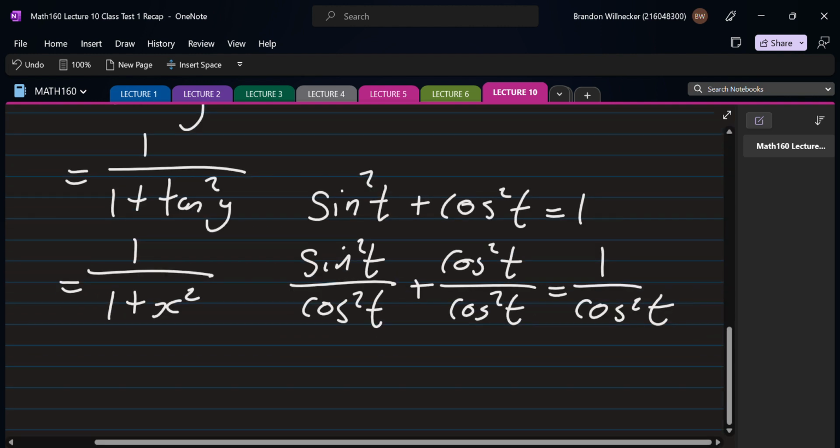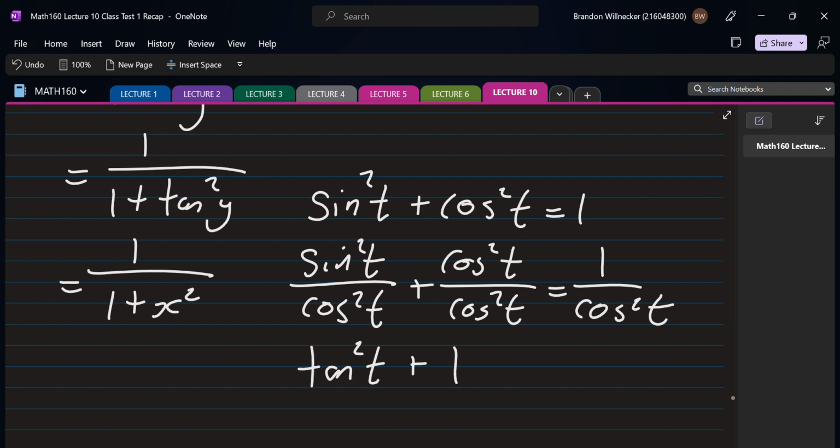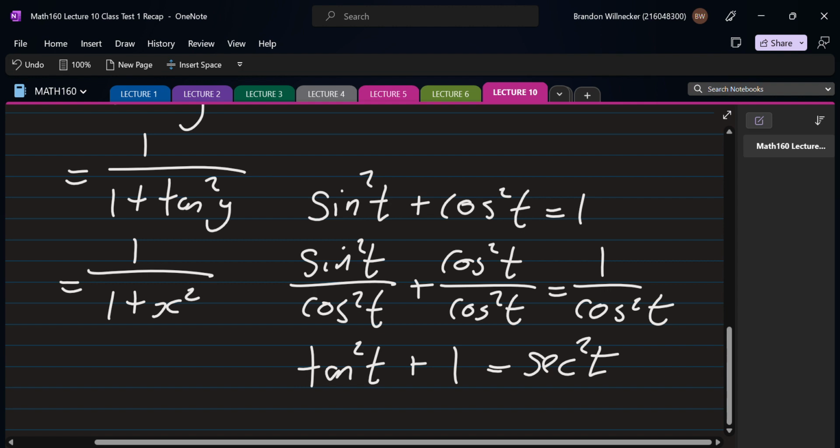Okay, so sine squared over cos squared, that's going to be tan squared, which is what we want. Cos squared over cos squared, that's just 1. 1 over cos squared, that's sec squared. Sorry, sec squared t. Okay, so if you forget, just rederive it on the side.